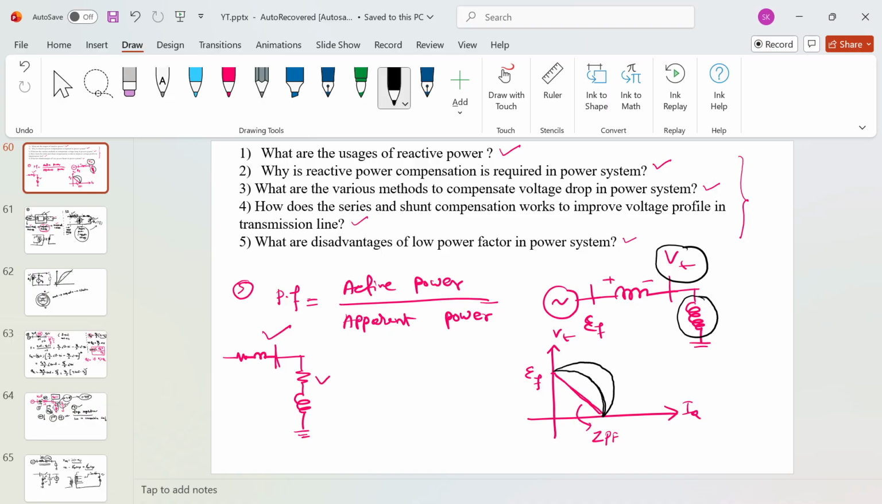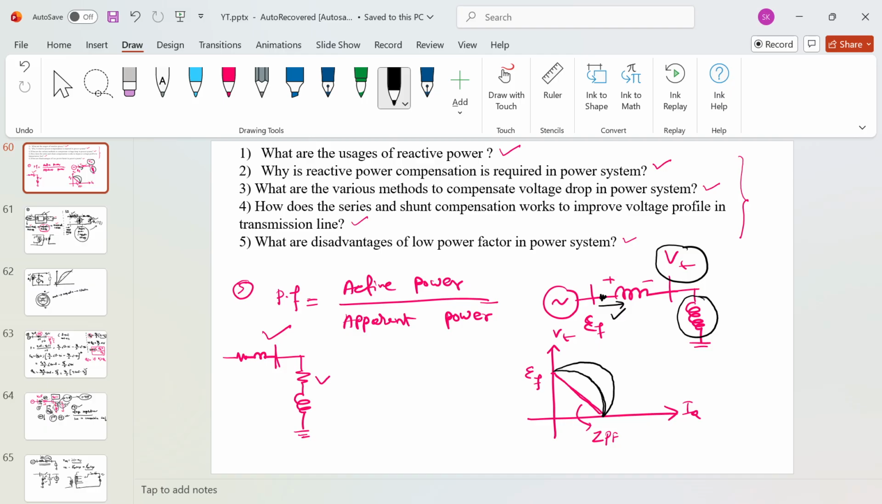What is happening because of that? Your line current is simply increasing because you are drawing more lagging current, so line losses will simply increase, and you are getting much more voltage drop in the transmission line. So voltage drop will also increase in that case, and this is not a good scenario. So we must have a reactive power compensating device to improve the power factor.